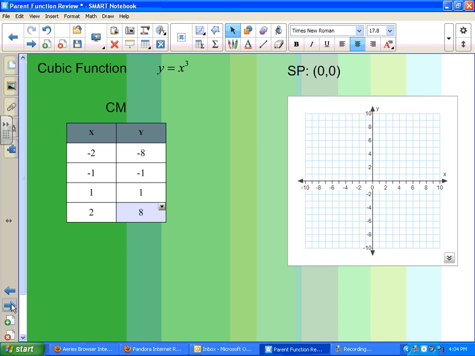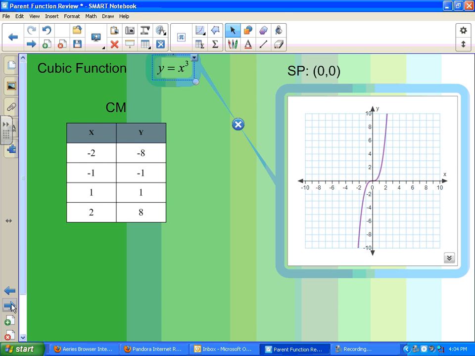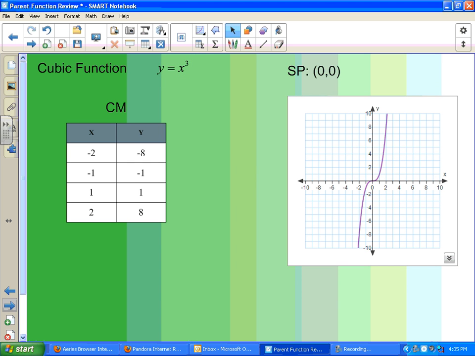Next, a cubic function. If you put these movements in: left 2, down 8, left 1, down 1, right 1, up 1, we would create that graph. So we have a left 2, down 8, left 1, right 1, right 2, and again, a starting point of 0, 0.